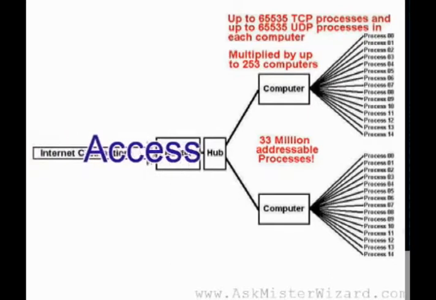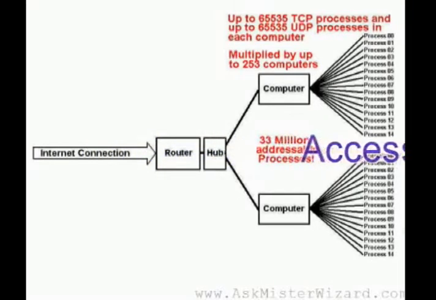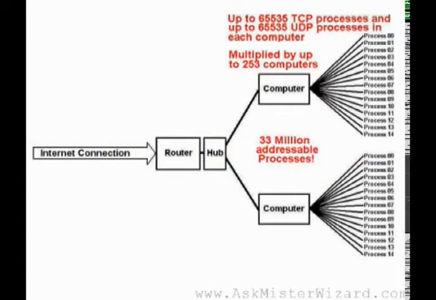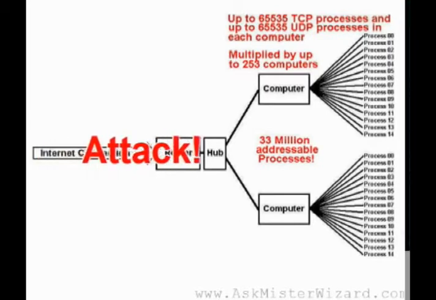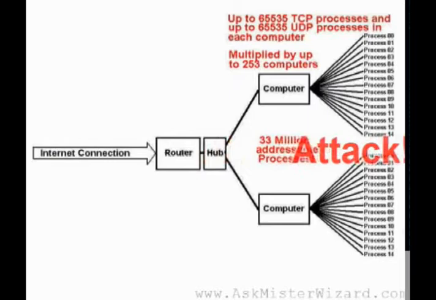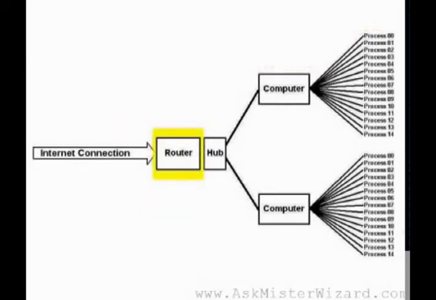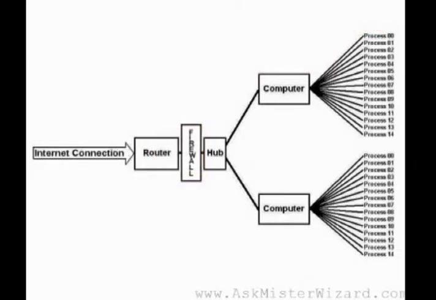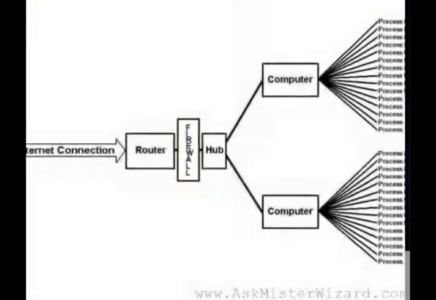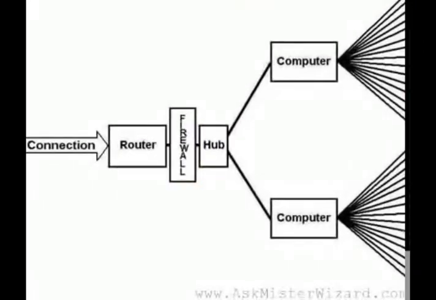Of course, a configuration like this leaves all of those processes on the local area network vulnerable to attack and access from the worldwide Internet. And so this situation cries out for security. Security can be asserted inside the router, or by asserting other boxes between the router and the computers being protected, or protection can be built into each of the computers. You can learn a lot more about security from other movies here on AskMisterWizard.com.